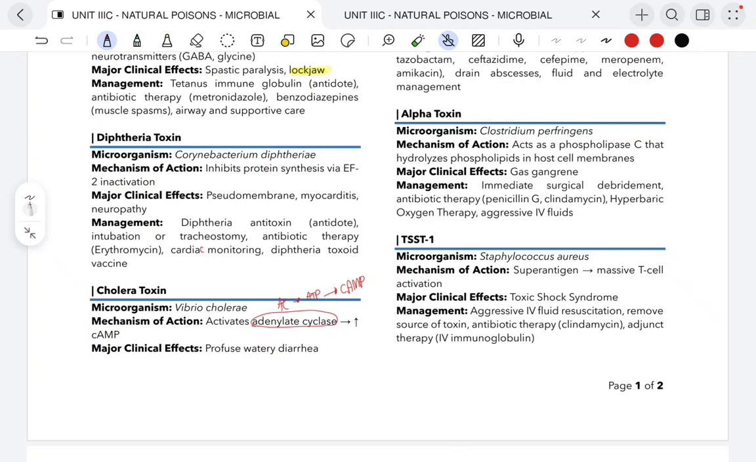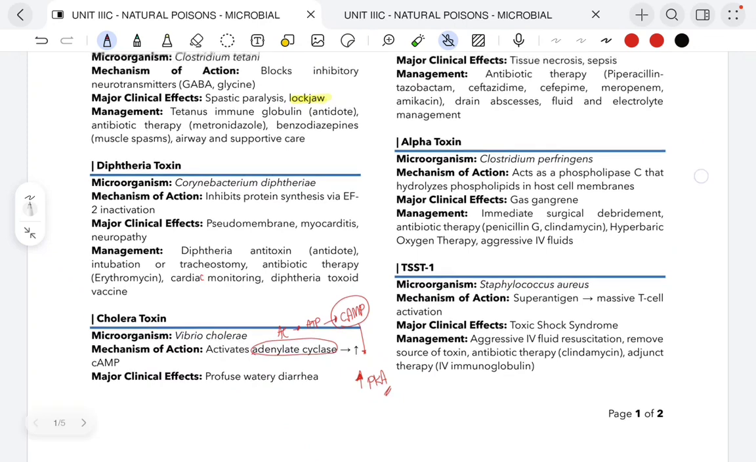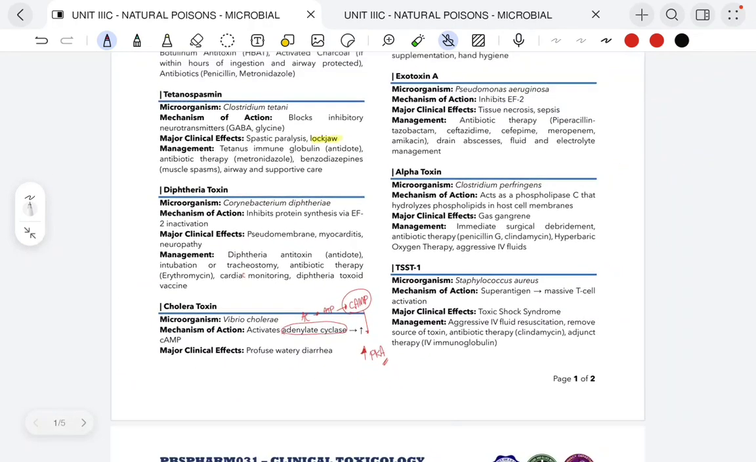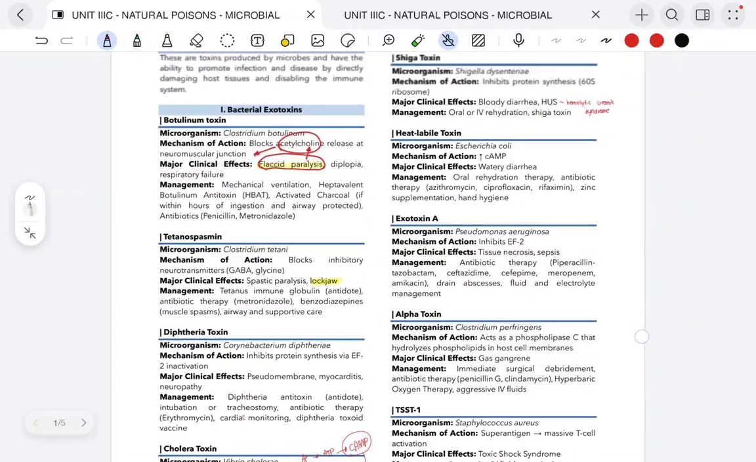So since your Vibrio cholerae or its toxic substance, which is cholera toxin, activates your adenylate cyclase, it increases therefore your cAMP, and thereby it also increases the activity of your PKA or your protein kinase A. So for its major clinical effects, there is a profuse watery diarrhea. So this is the hallmark symptom of toxicity of our cholera toxin.